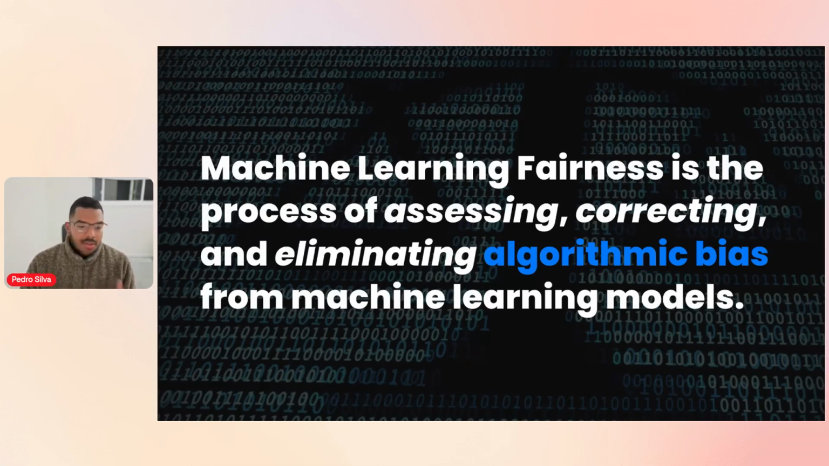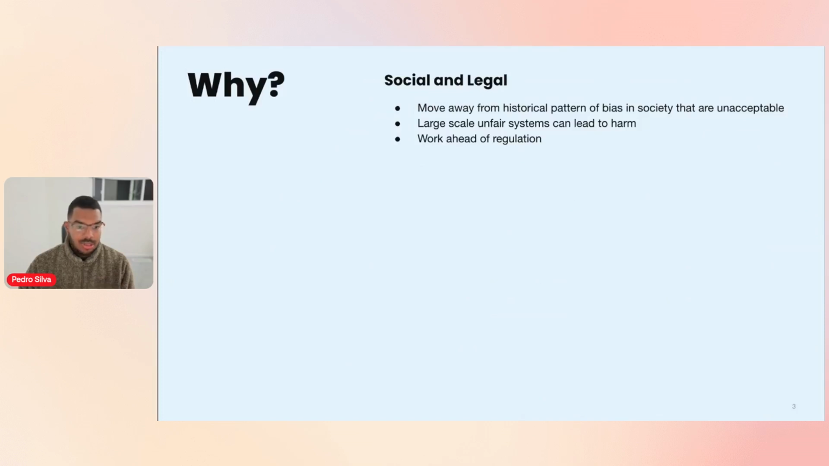So I think the definition speaks for itself on the motivation for why we want to do this, but I still want to go over a few of the reasons why we should do this to begin with. I want to give you three main points. The first one is around social and legal reasons. We really believe that we should be moving away from a lot of historical patterns of bias in society that we still perceive in a lot of the data sets we see.